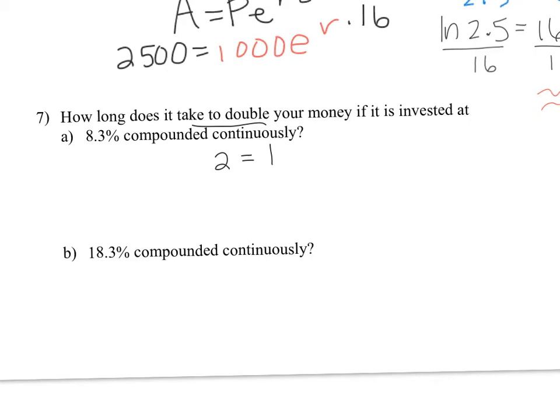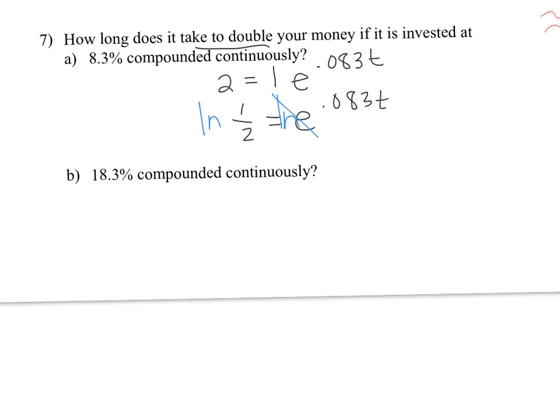So how long? We're looking for a time. So 1/2 equals e to the 0.083t. You're going to take the natural log of each side. These two cancel out. So your answer is going to be natural log of 1/2 divided by 0.083. And that's going to give you your time.